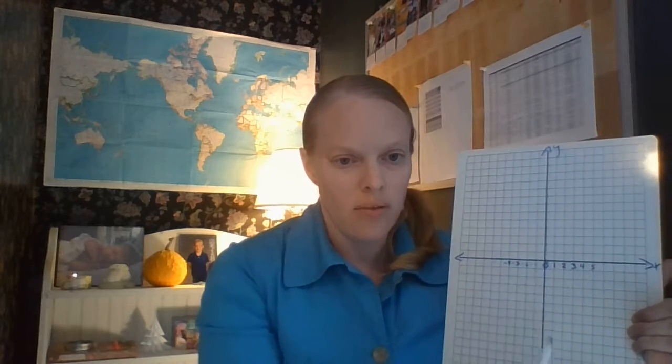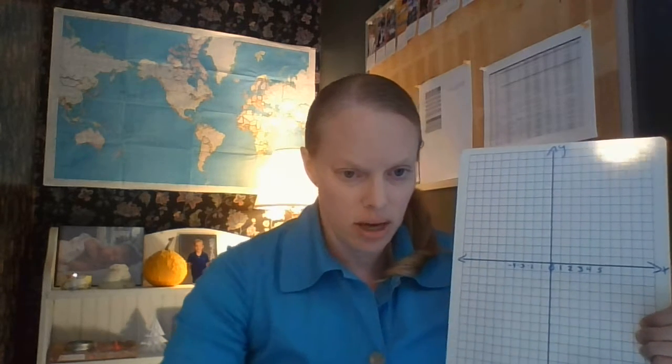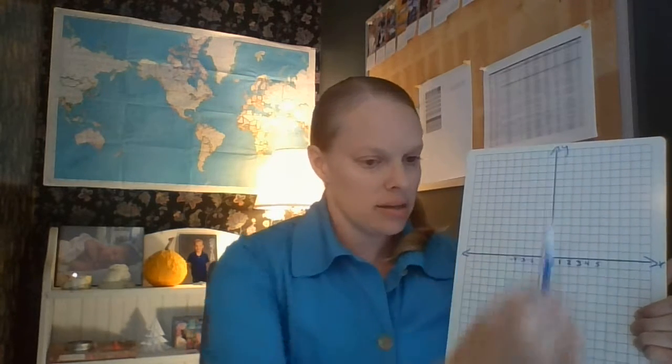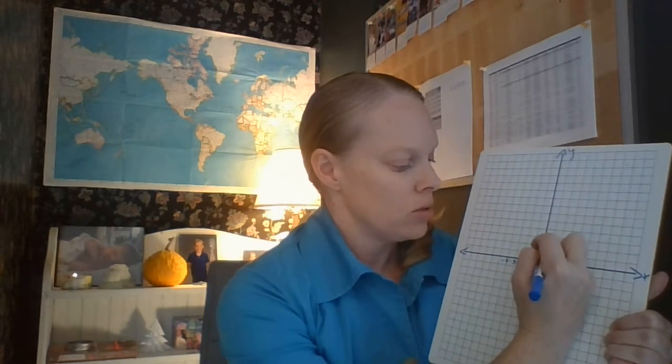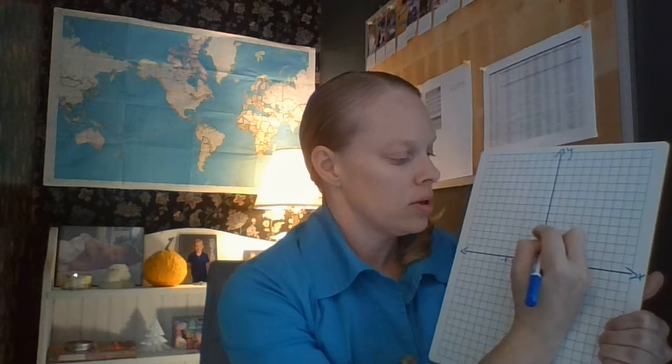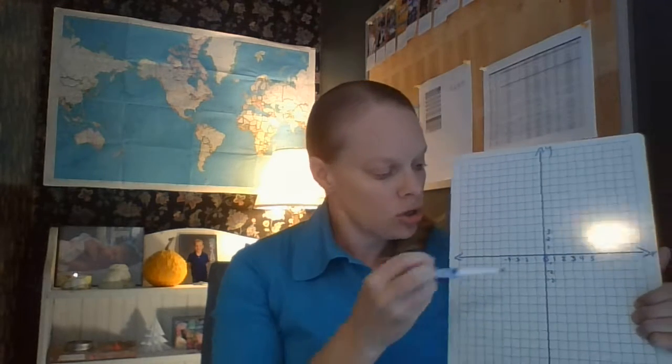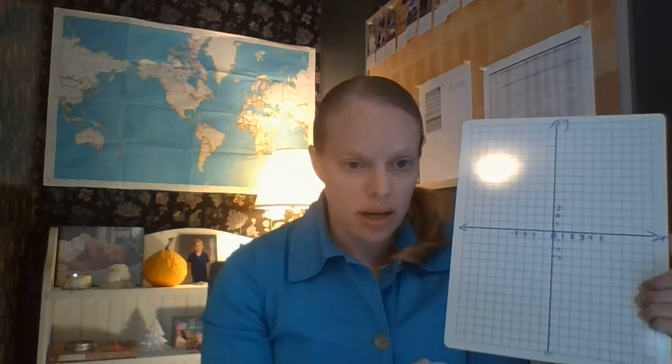Same thing on the y-axis. Okay? So this is the x-axis. This is the y-axis. Okay? So here's 1, 2, 3, and so forth. And this is -1, -2, negative 3. So below 0 are negatives, just like in temperatures.